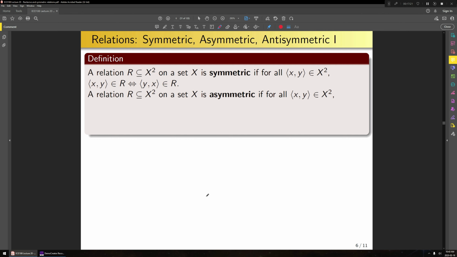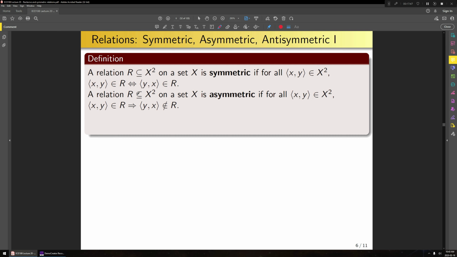It's asymmetric if, for all ordered pairs, if x is related to y, then y is not related to x, okay? So if I have one, then I don't have the other. Students in the past have found this kind of weird. It doesn't matter what you call these symbols. You could say if y is related to x, then x is not related to y, just by symmetry, right? You just need one direction to break the symmetry here.